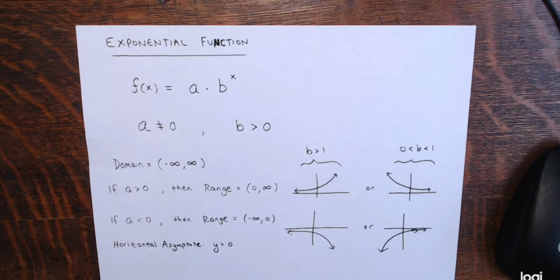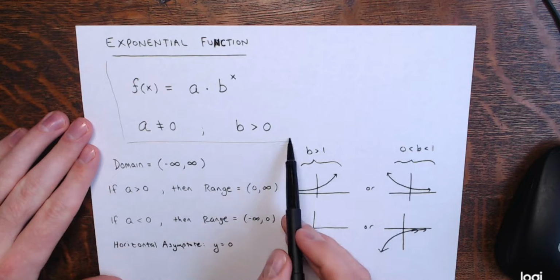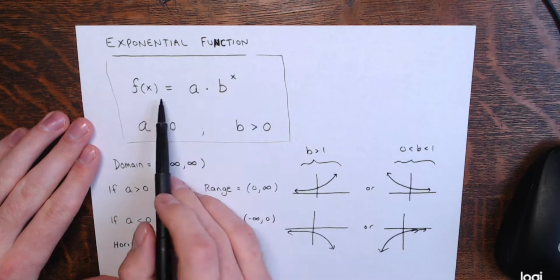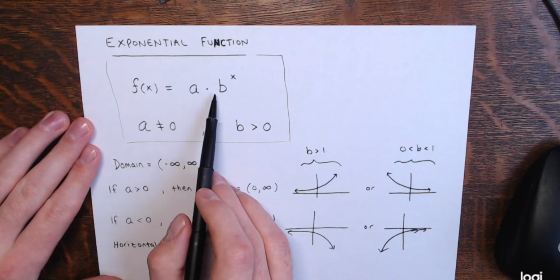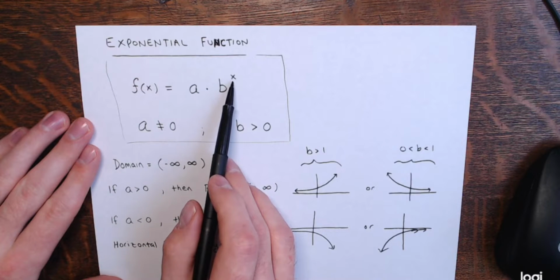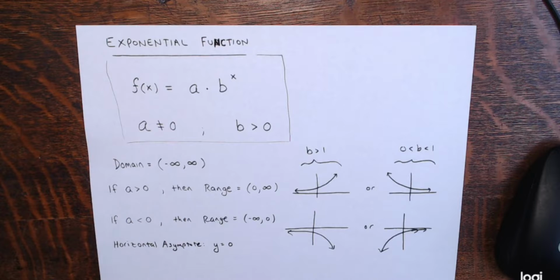Basically though, can we get it to look like this? Can you get your function to be f of x equals y equals some number times a positive number to the x power, and to the x power only? Can we write it this way? If so, we have an exponential function. If not, we don't.